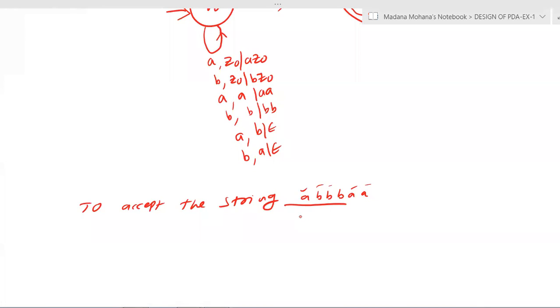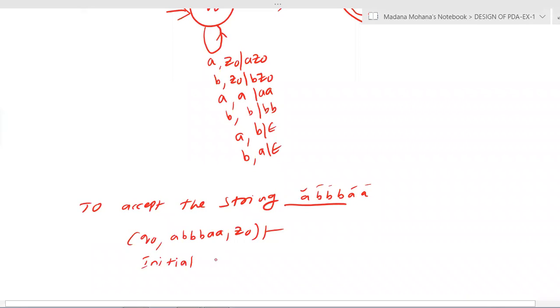So let us check. The sequence of moves made by the PDA for the string abbaa is shown below. First, we take the initial configuration: the initial state, the given complete string, followed by the initial symbol of the stack. This is called the initial configuration. We already discussed the acceptance of strings by PDA. Now substitute the corresponding transitions using the above PDA. q0, a, Z0 gives the same state, and the remaining input after scanning a is bbaa.